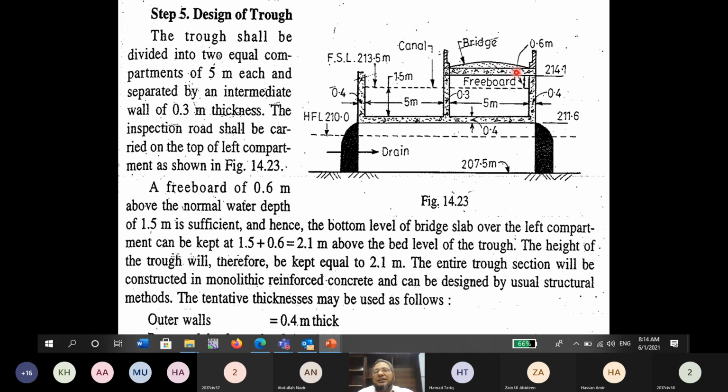And we have to provide these retaining walls. These walls will be designed as retaining walls. Normally the thickness is kept as 0.4 meter. And also the thickness of this retaining wall is 0.4 meter. Whereas the middle wall, its thickness is smaller, that is 0.3 meter, roughly 1 foot. And the slab thickness is 0.4 meter. And these slabs are designed by considering the weight of the water and the self weight of the structure. So this is all about the design of the trough. Is it all right?